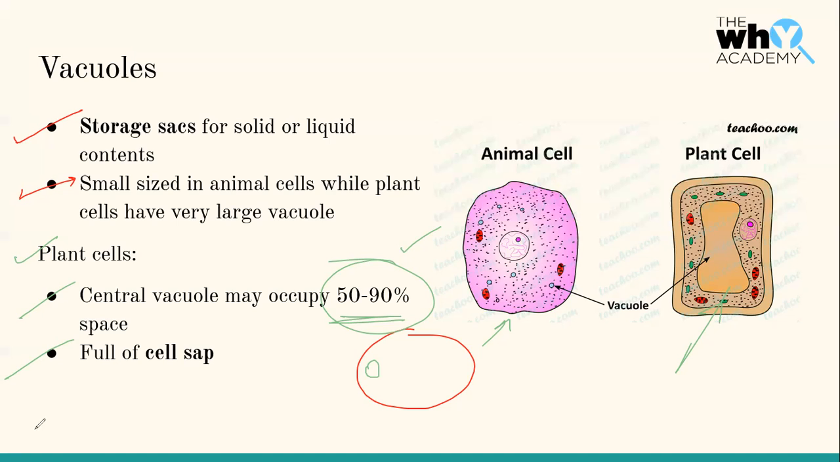You can take down all 4 points. So in plant cells, the two specific points would be that it is going to be almost 50 to 90% of the cell and it is going to be full of cell sap. Cell sap is nothing but the liquid in the plant cell. So cell sap is the cell liquid or cell fluid.